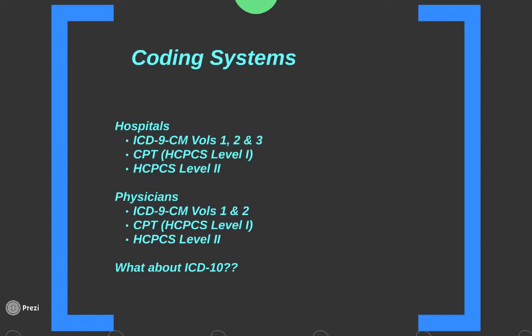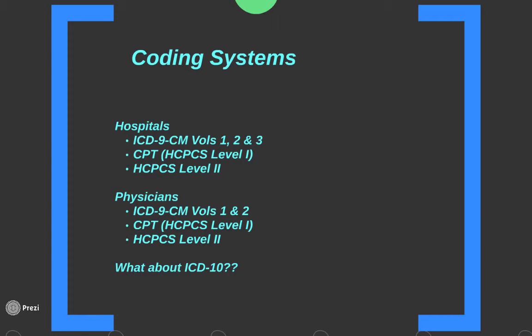So inpatient procedures are ICD-9 Volume 3. Outpatient procedures and services are CPT and HCPCS Level 2, and that's in the hospital side. On the physician side, things are a little bit different. So HIPAA told us that for diagnoses, again, we use the ICD-9 CM volumes 1 and 2, and that's our diagnosis codes. And then for procedures and services, physicians are to use that CPT code set, which is what the AMA maintains.